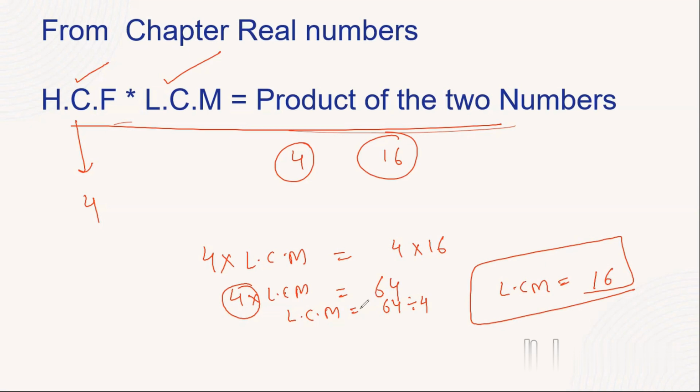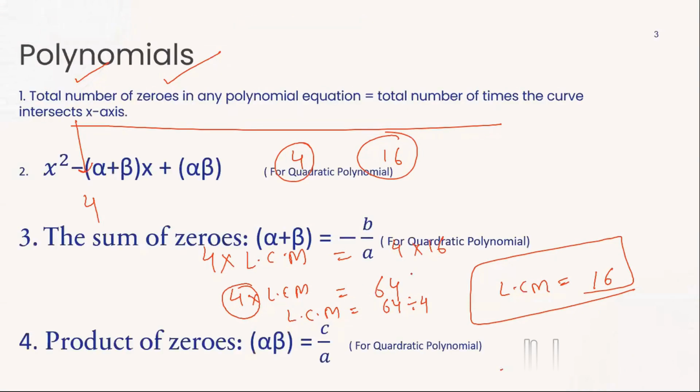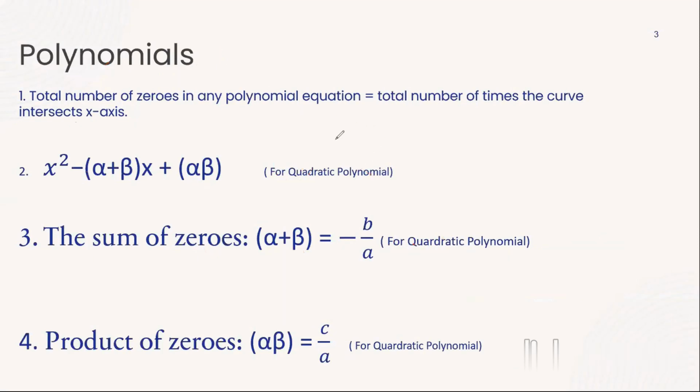Now moving towards the next part. The next chapter is polynomials, right? Polynomials. The very important thing is the very first thing: how many zeros you have in any polynomial equation. Most probably you have a quadratic equation, a quadratic equation with highest degree 2. Suppose I am writing this equation like this. This is a quadratic equation because the highest power of x here is 2.